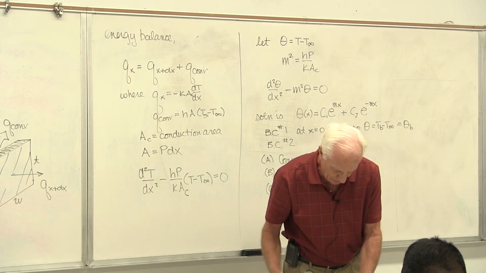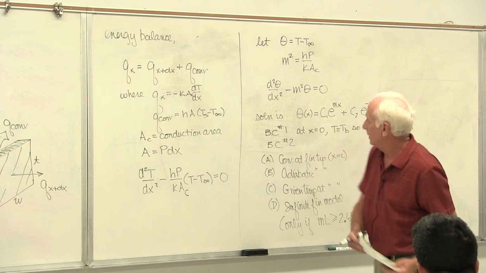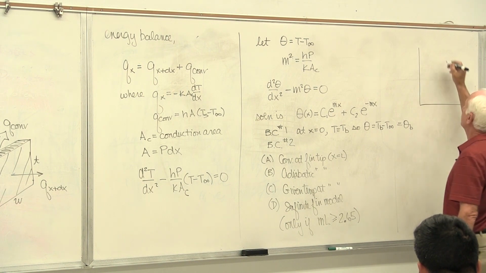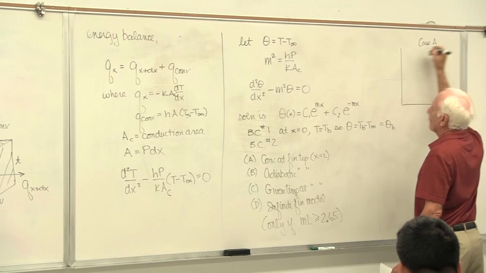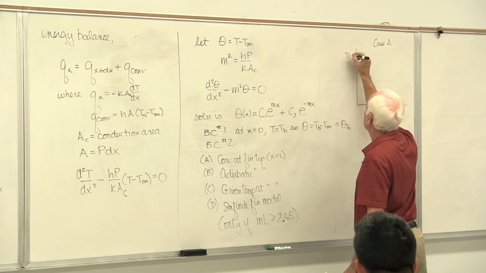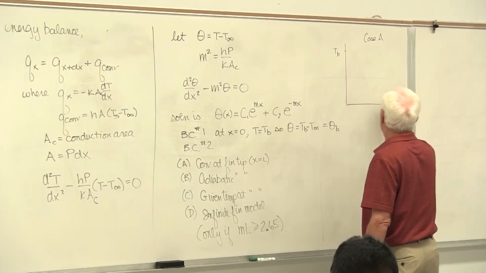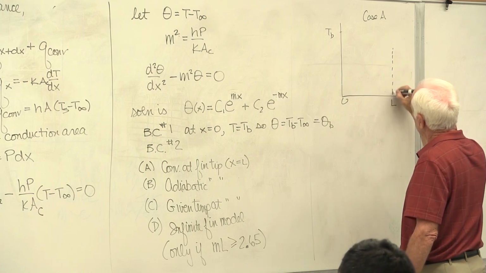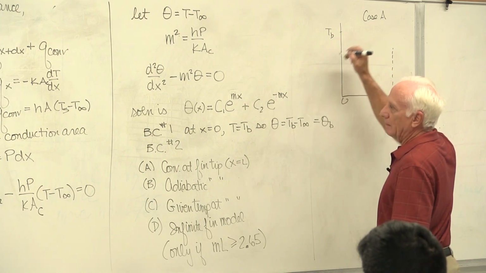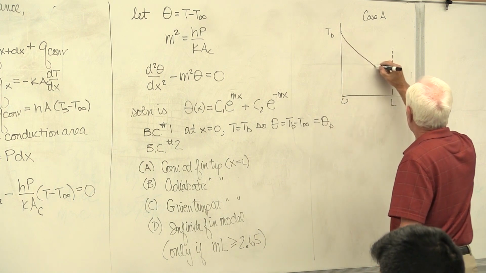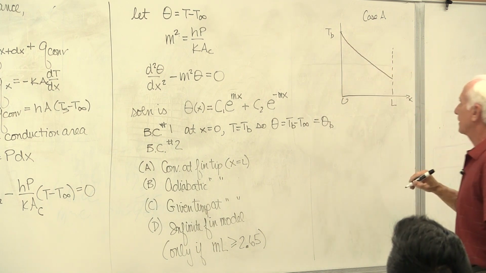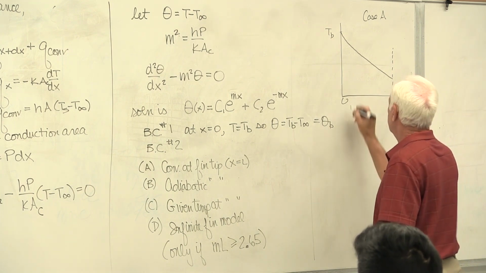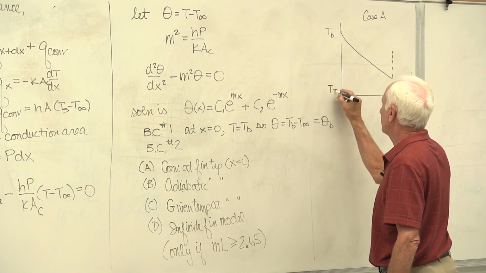I'm going to draw those 4 cases on the board for you to show you how they look. I'll just put one here. We'll put them up here. This is case A. This is temperature T base. This is L, x equals 0. Okay, it's convection, so it looks like this. That's convection. That's how the fin temperature would vary with x. T infinity is down here somewhere. It's down there, low.